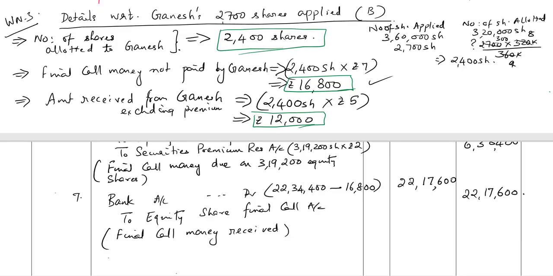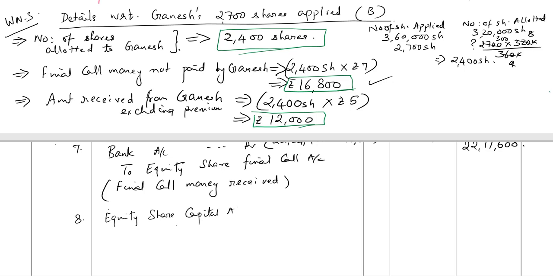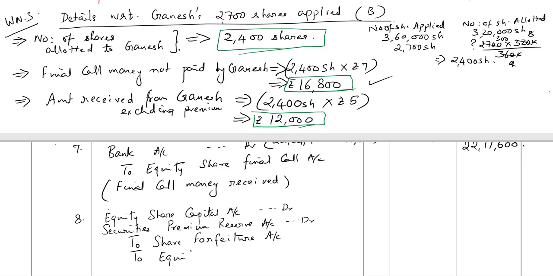The next, 8th entry: we will forfeit Ganesh's 2,400 shares. Equity share capital account debit, securities premium reserve account debit, to share forfeiture account, to equity share final call account.